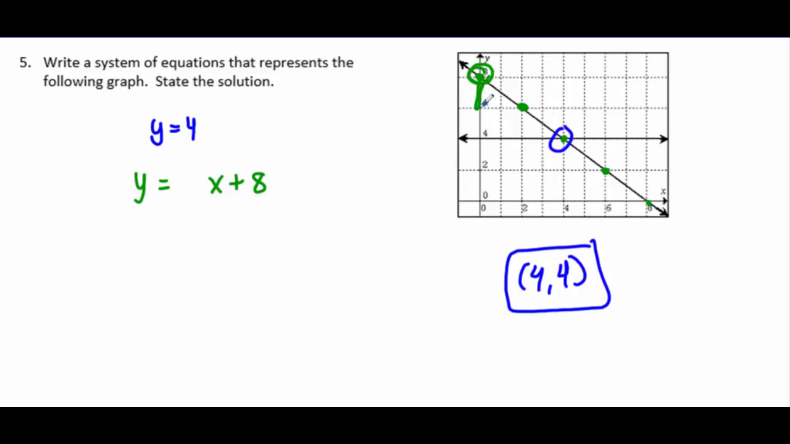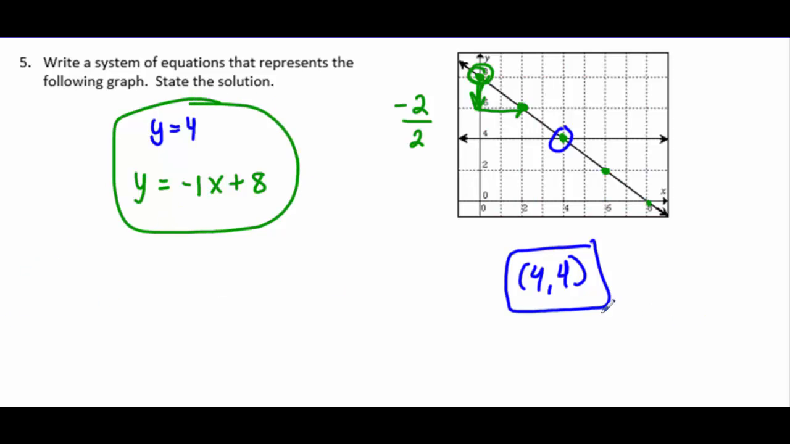If I go down 2, because I go from 8 to 6, then I have to go right 2, because that's from 0 to 2. So down 2, right 2, is negative 2 over 2, which simplifies to be negative 1. If we had picked this point, we would go down 4, right 4, down 6, right 6. So this whole time we have a slope of negative 1, and you can either write negative 1x, or you can just write negative x plus 8. But that's our system of equations, and our solution is 4, 4.